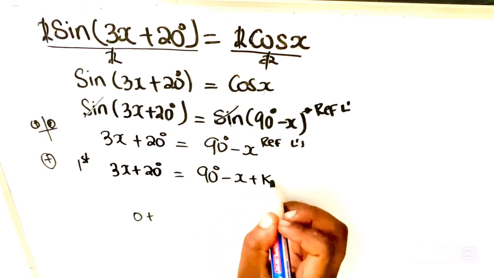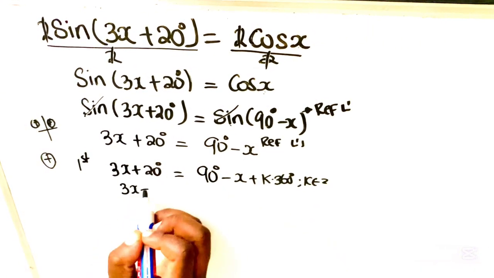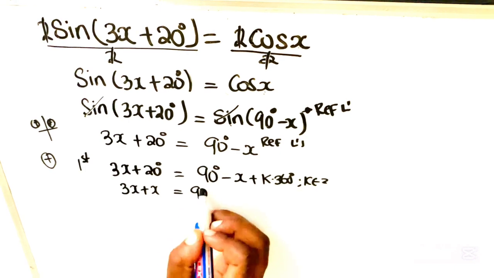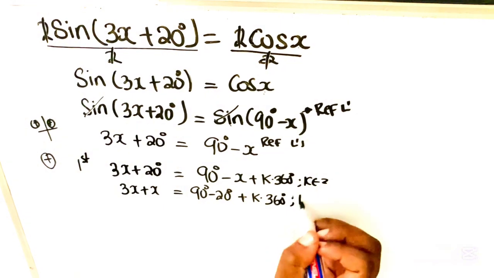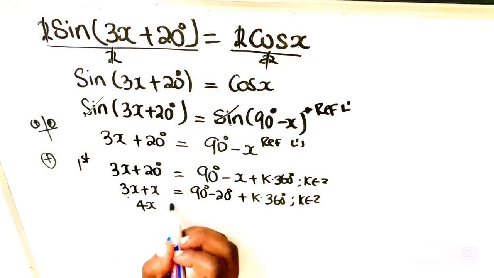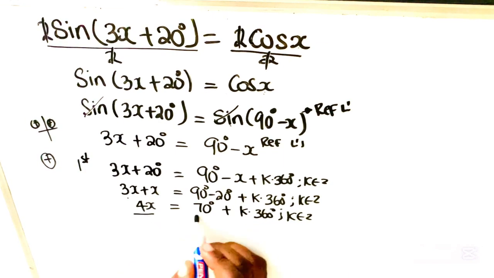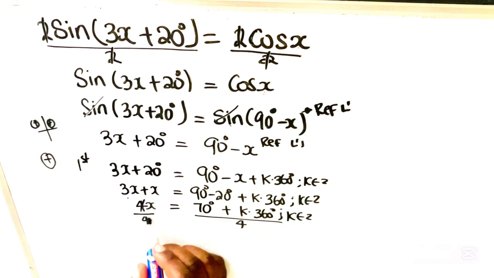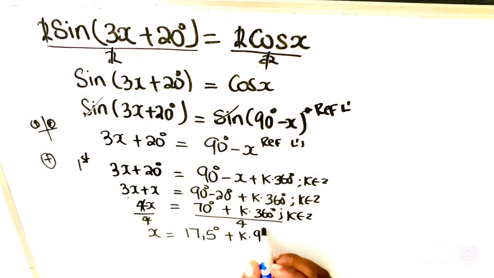Then we introduce the k times 360. We solve for x, transposing the 20 to the other side. There will be 4x is equal to 70 plus k times 360. Then you divide by 4. The first possible solution of x is 70 divided by 4, it's 17,5 degrees plus k times, 360 divided by 4 is 90 degrees.